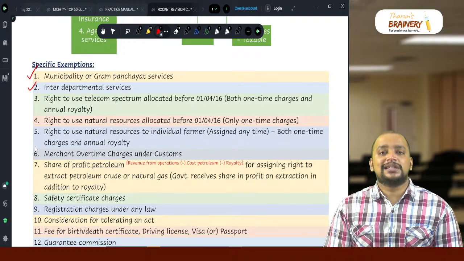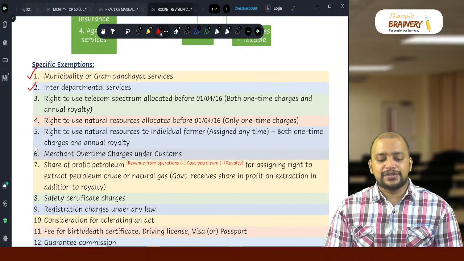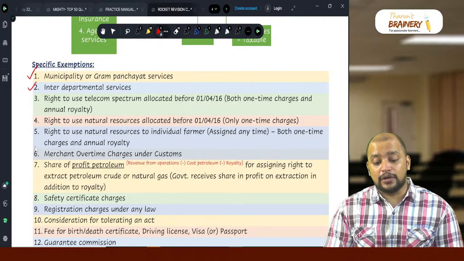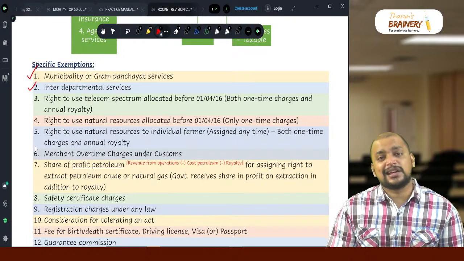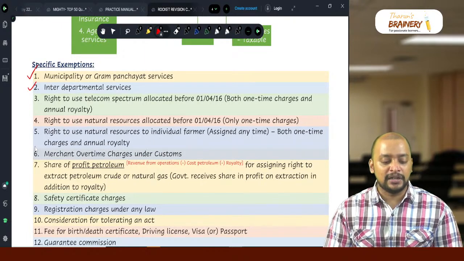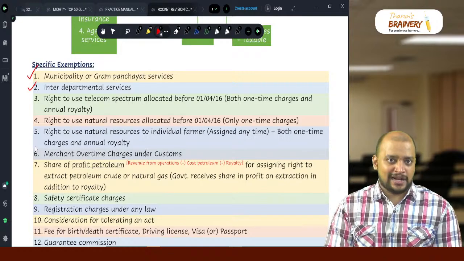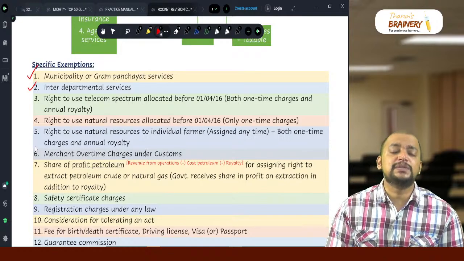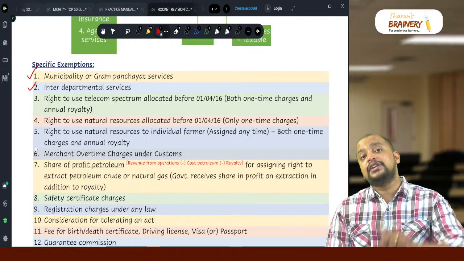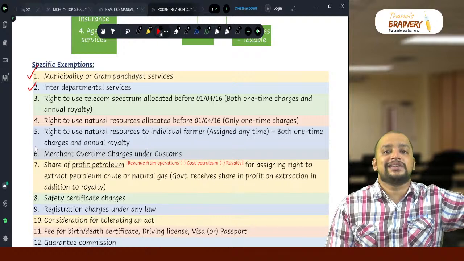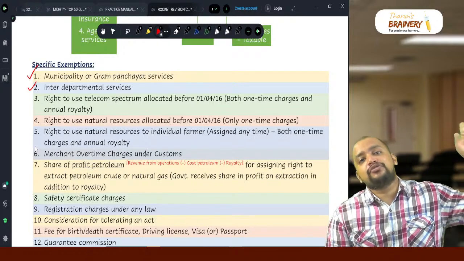Both one-time charges and annual royalty will be exempted. So right to use telecom spectrum, when is it allocated? Allocated before 1/4/2016. Both one-time charges and annual royalty will be exempted. What if it is allocated after 1/4/2016? Then it will be taxable. One-time charges may be paid in installments, so an installment received now pertaining to the period before 1/4/2016 is exempted. Annual royalty also, if allocated before 1/4/2016.